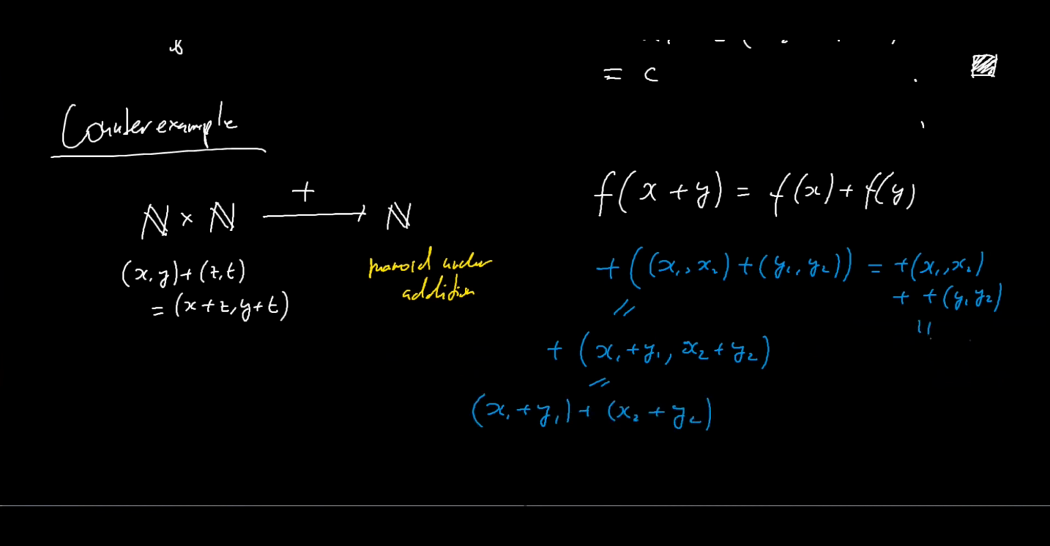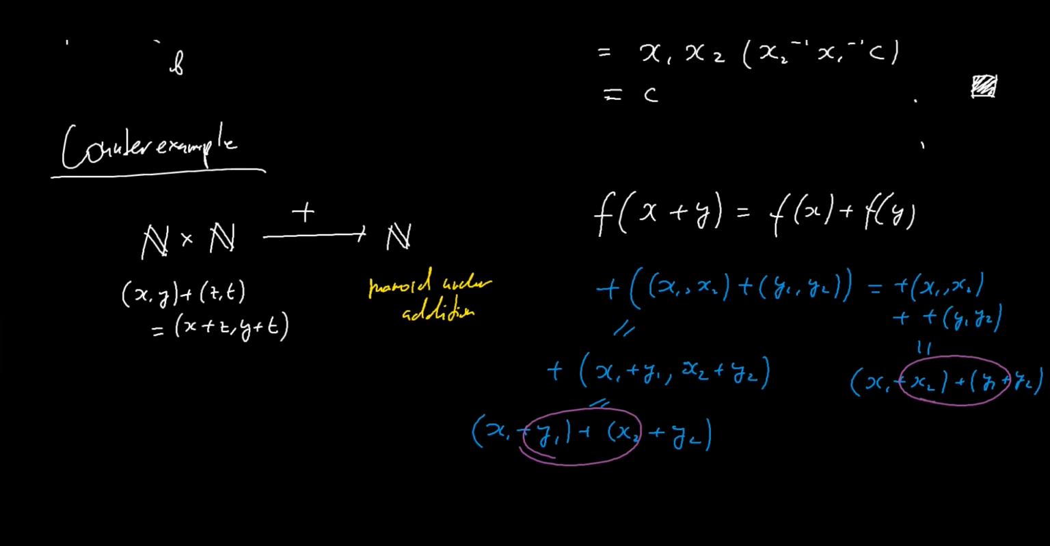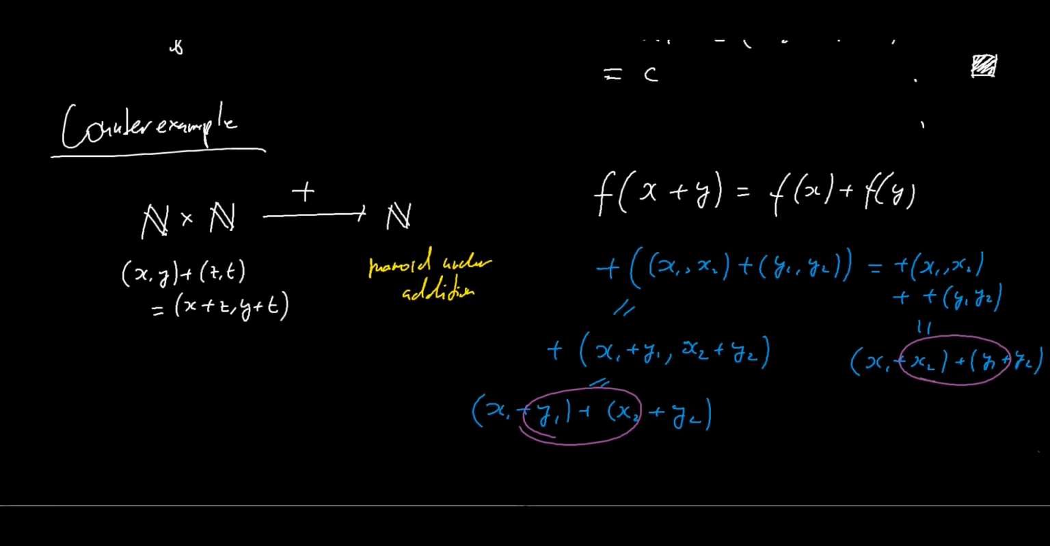And on the other side, applying pluses first to each of these pairs and then adding them up, we will get x1 plus x2 plus y1 plus y2. And you see that these expressions are almost the same, except that they differ in the order in which the middle terms appear. So y1 x2 versus x2 y1. And that is okay, because addition is commutative. The order can be swapped around, and associativity is also used here, of course.